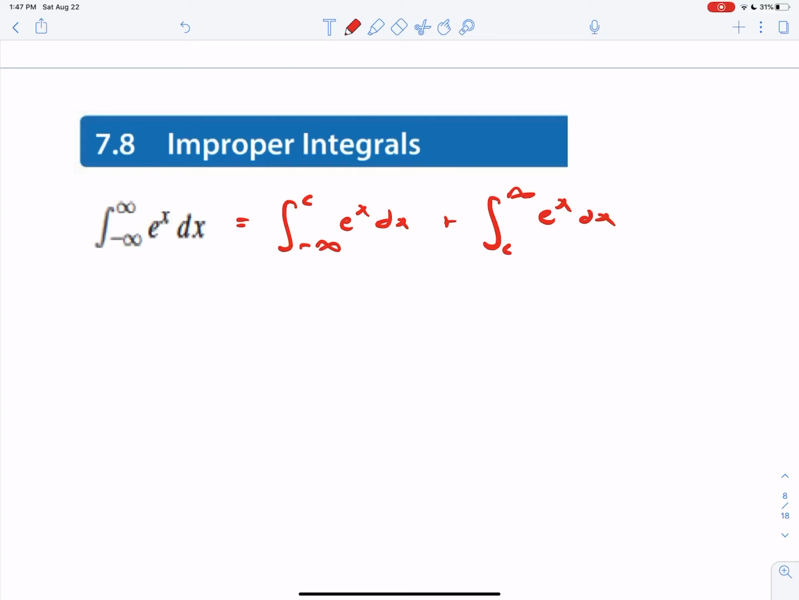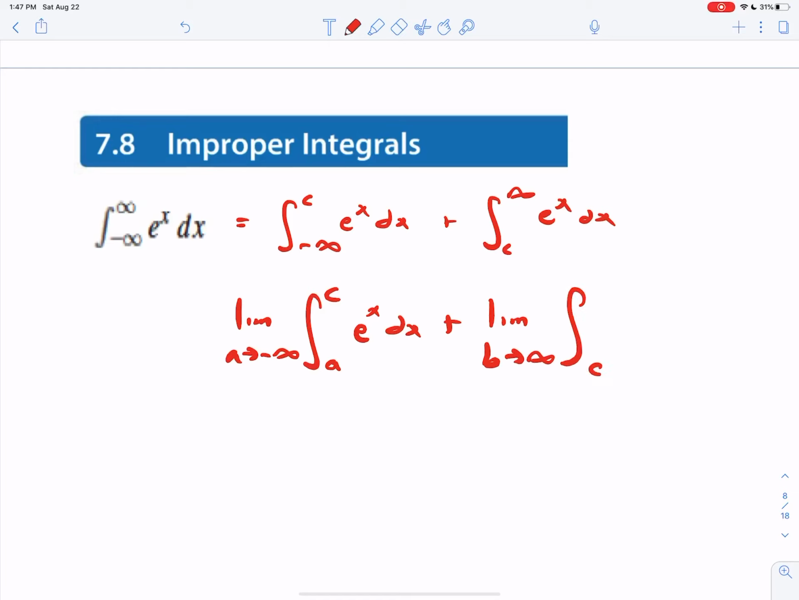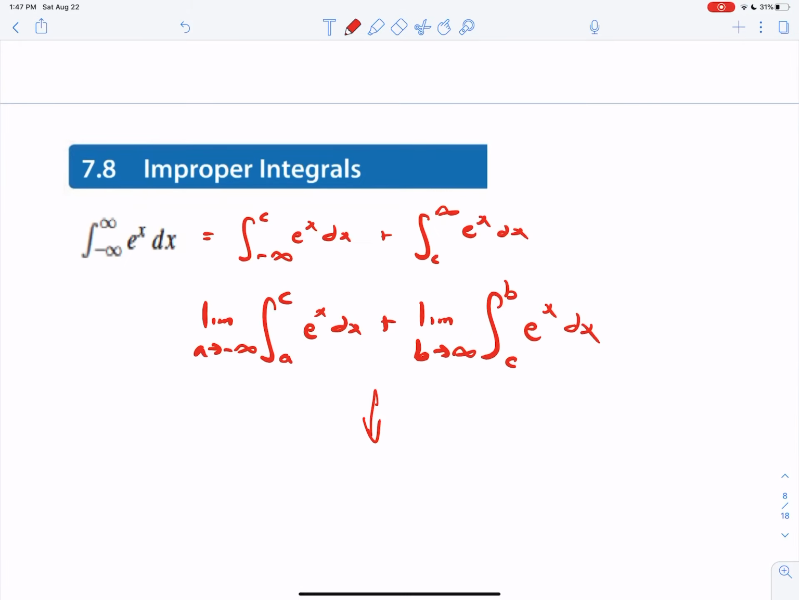And then this is where you rewrite it. So this is going to be the limit as a goes to negative infinity of a to c e to the x dx plus the limit as b goes to infinity from c to b e to the x dx. You would do the same thing, but I'm not going to finish this one for you guys, okay? Only for the sake of time.